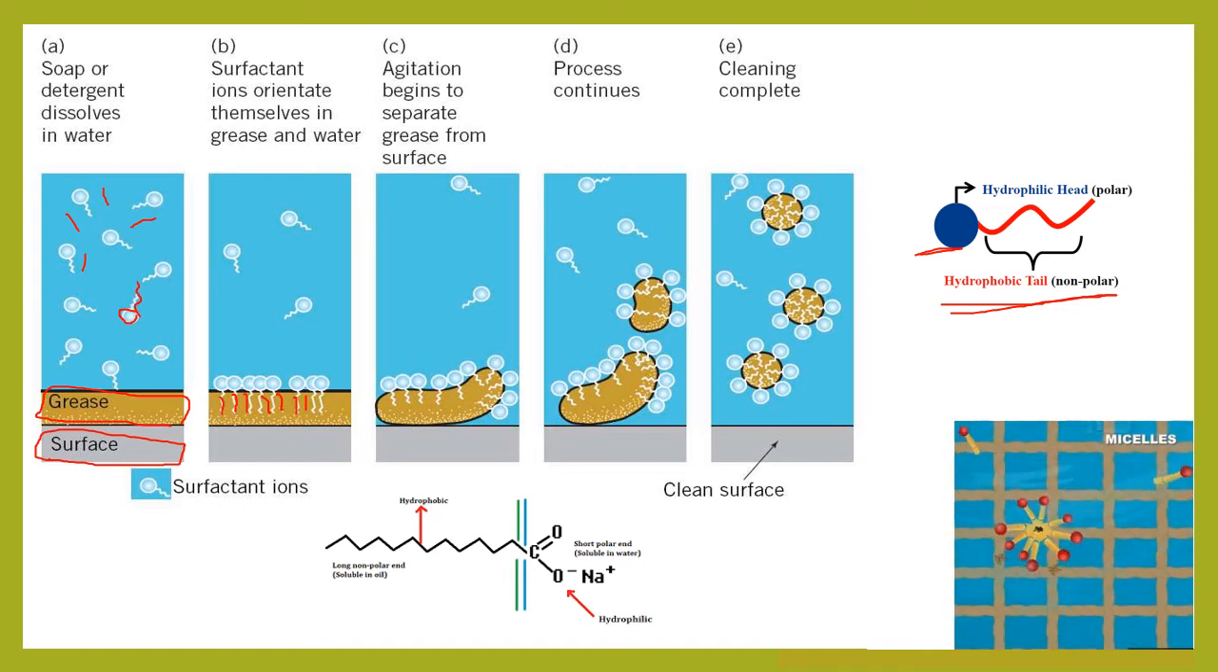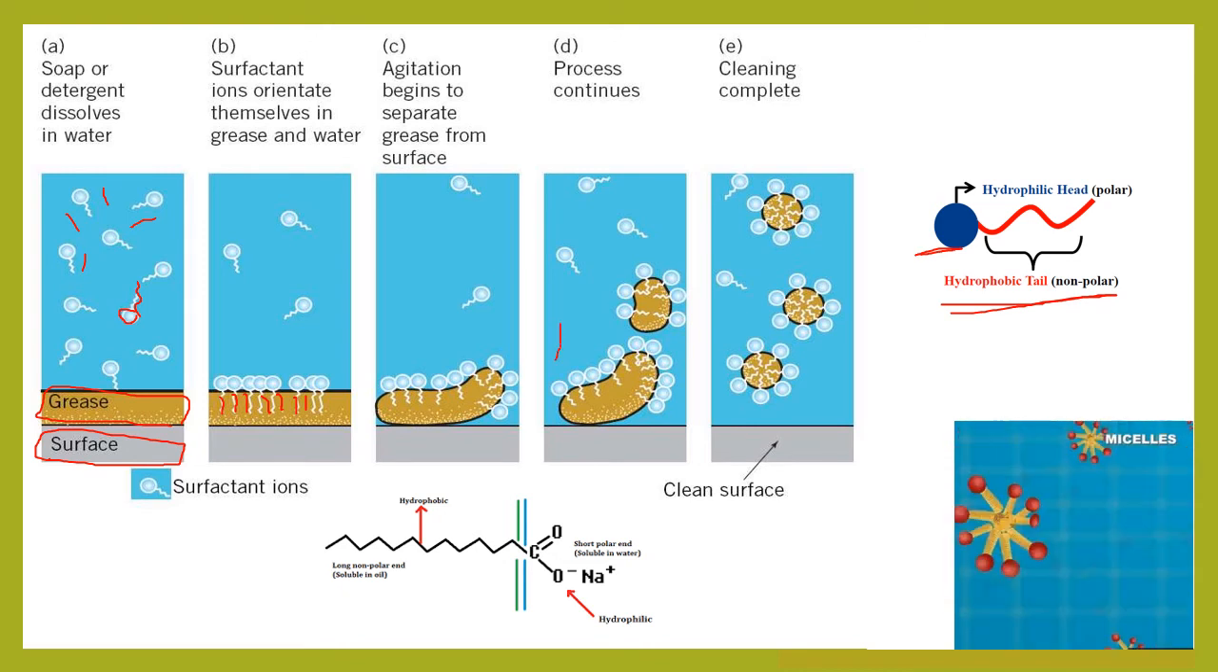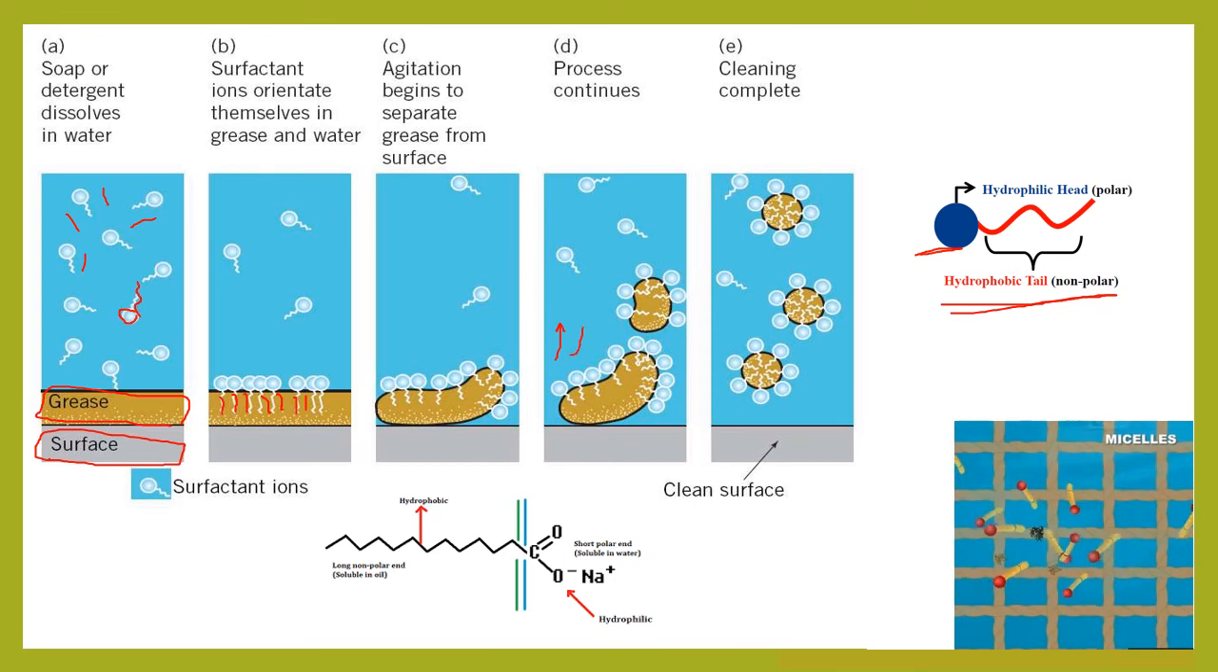The process will be continued in part D, you can see. All these particles will try to take this dirt off from the surface of the cloth, and finally the micelle is formed and the grease is taken out from the surface of the cloth and the cleaning process is completed, right? That is the cleaning process of dirt from cloth.